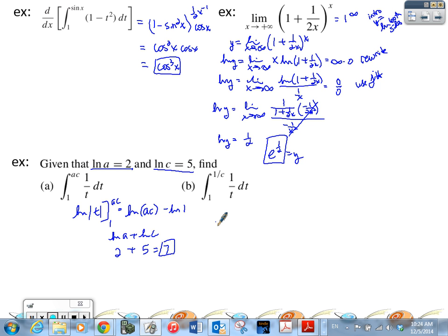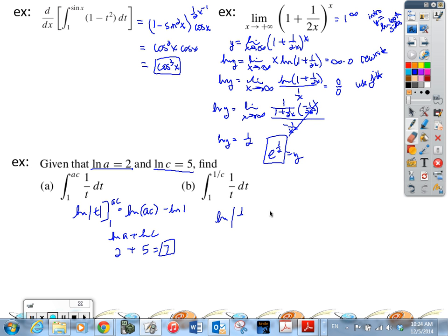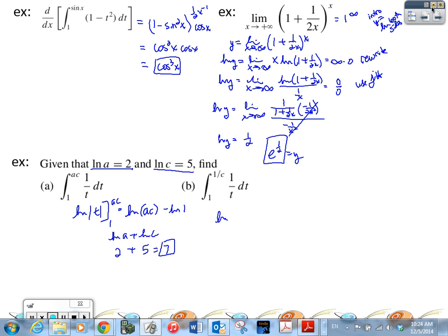All right, let's take a look at this last one. So we're going to integrate here. We get ln absolute value t evaluated from 1 to 1 over c. So again, we know that 1 over c is positive, don't we? Because we know that c is positive. So it's ln 1 over c minus ln 1. And we just all agreed that ln 1 is 0, so that's not a concern.